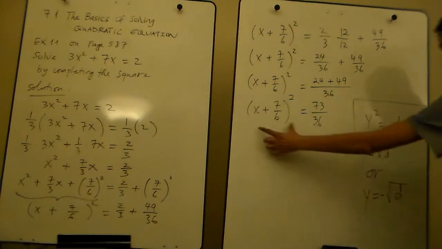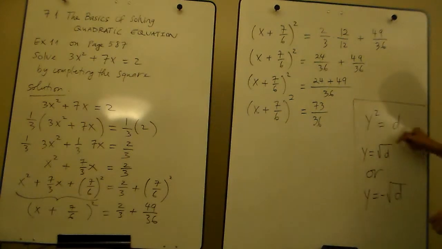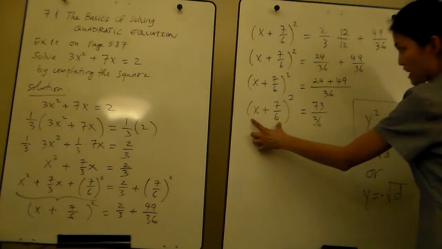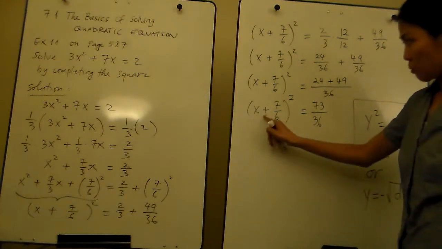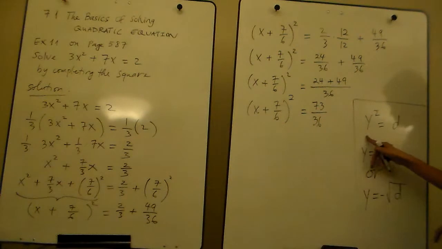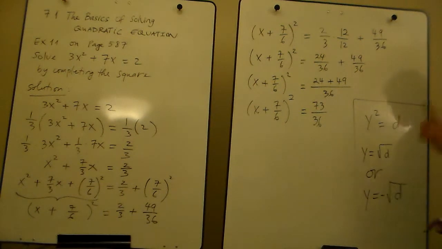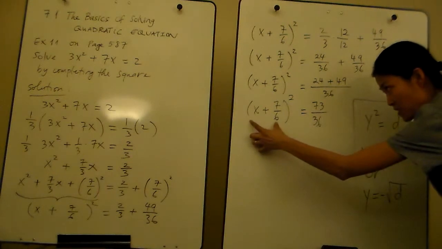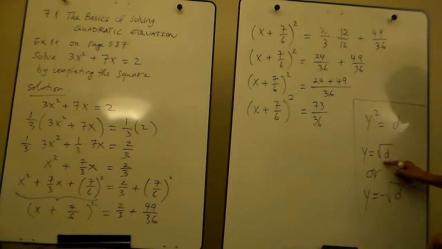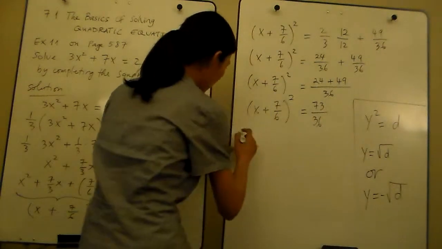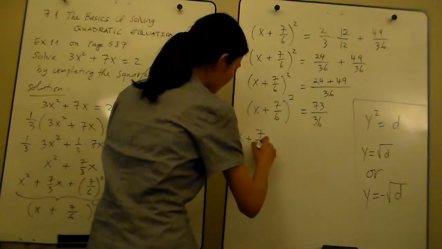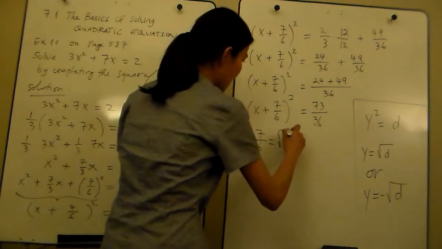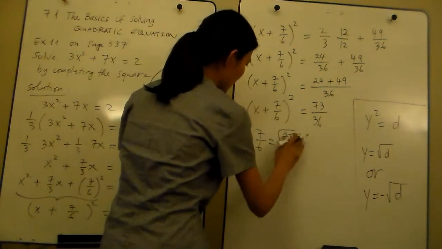Okay? What we have is something squared equal to a constant here. So y is the whole thing here, which is x plus 7 over 6. Y is x plus 7 over 6. So y is equal to, that means x plus 7 over 6 equals the square root of d, which is d is 73 divided by 36.